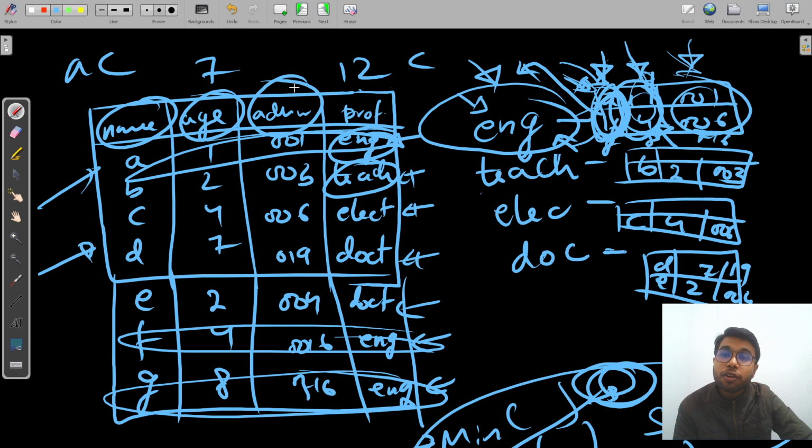I can also say having the sum of age and Aadhaar is equal to something or greater than something or less than something. So I can specify a condition on which eligibility for the group is decided.